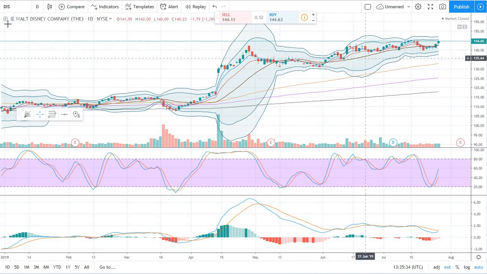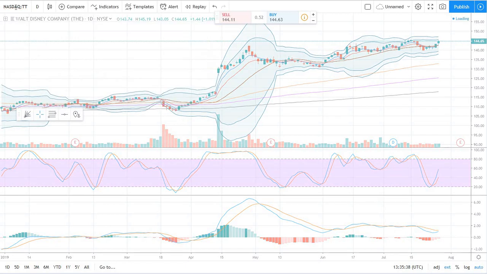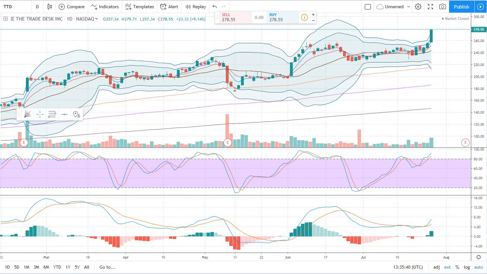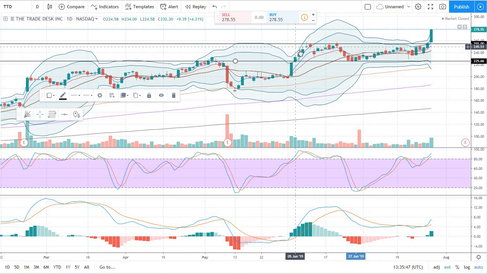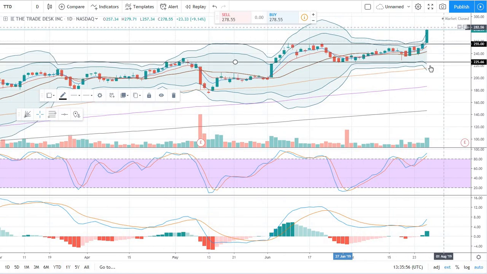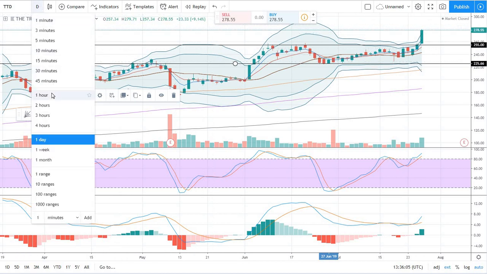So a good example of a breakout would be TTD last week. This one has been basing in this channel since June. And then it finally broke out over this 255 level. And then it just skyrocketed up $12, or sorry, way more than $12, $23. And for this situation, I don't think it back tested.